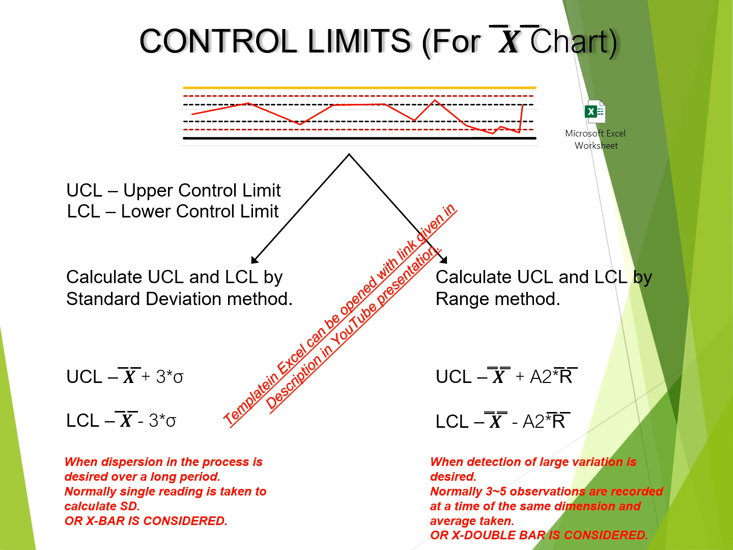Let us recall how to calculate upper control limit and lower control limit. There are two methods to calculate upper and lower control limits. One is using the standard deviation and second is dispersion or range. The formula for calculating the upper control limit by standard deviation is to multiply the standard deviation by 3 and add it to the mean value. And if we subtract the 3 sigma value from the mean value, then we will get the lower control limit. This method is used when the dispersion in the process is desired over a long period.